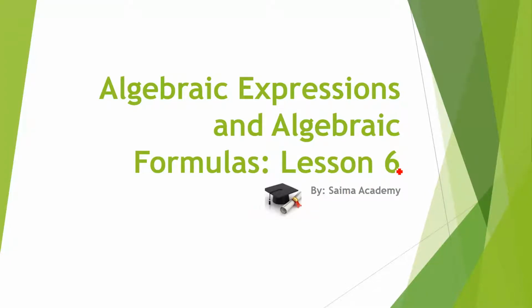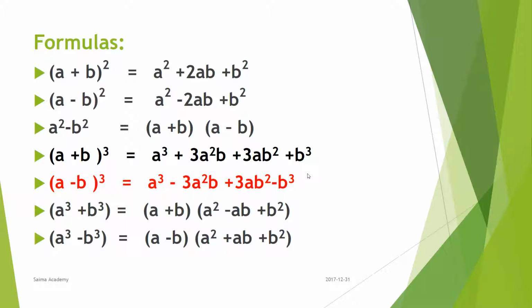This is our lesson number 6, and the topic is algebraic expressions and algebraic formulas. In this lesson, we will discuss the formula (a - b)³ = a³ - 3a²b + 3ab² - b³.